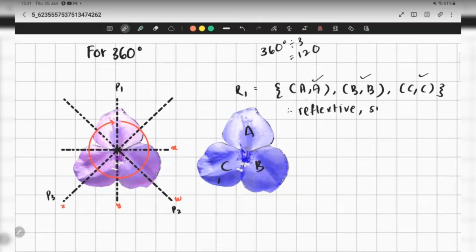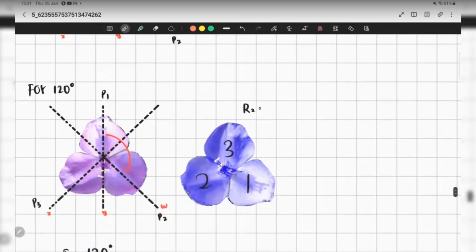Also symmetric, and transitive because of AA, BB, and CC. Okay, next.